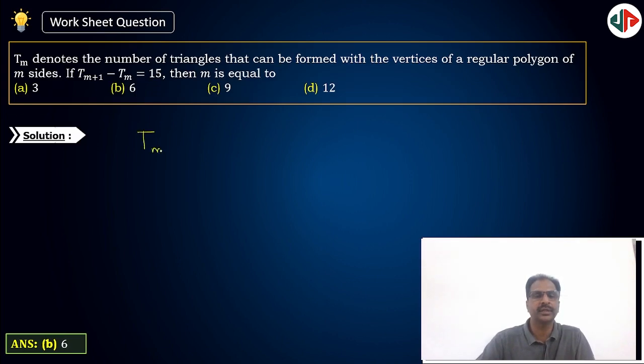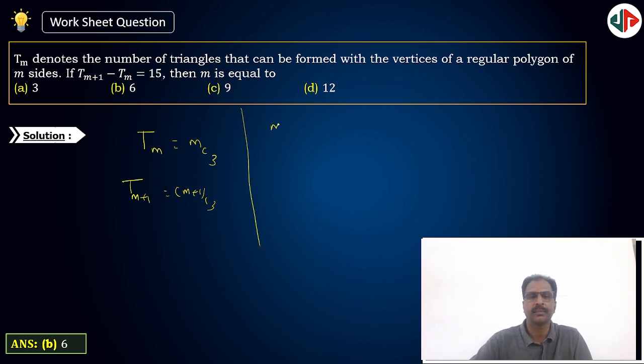Out of which you have to select 3. So how many triangles can be formed? MC3, because out of M vertices, we have to select 3 vertices. So the number of triangles that are formed is MC3. So Tm is equal to MC3. So what is T of M plus 1? M plus 1 C3. So what is the condition given? M plus 1 C3 minus MC3 is equal to 15. Then what is the value of M?